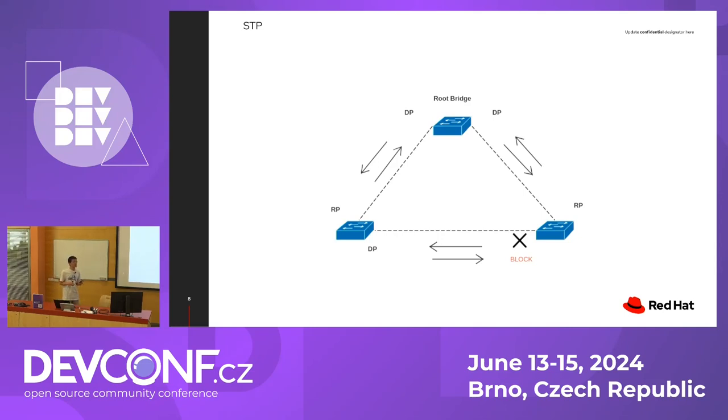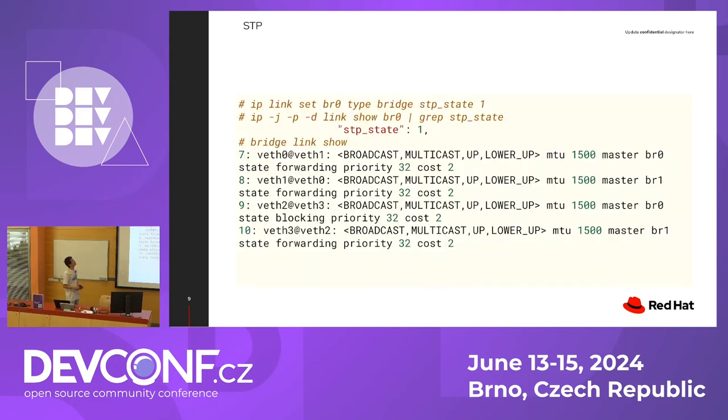A few years ago, the Linux bridge only supported RSTP, and in recent years we have also supported MSTP, which can be used for multiple VLANs. Here is the command to enable STP. It's easy: we set the bridge br0 with STP enabled. After that, with bridge link show, you can see some interfaces in the forwarding state, and one interface in the blocking state, which breaks the loop.